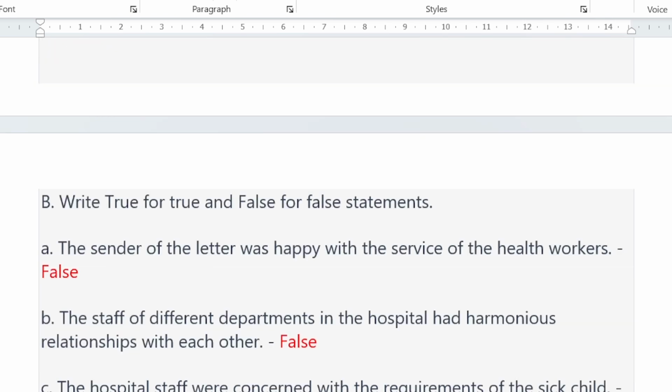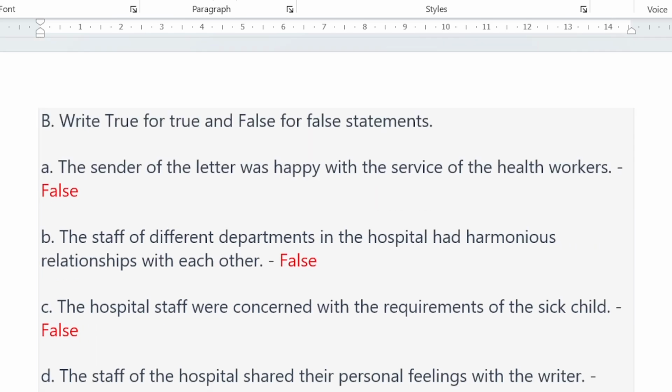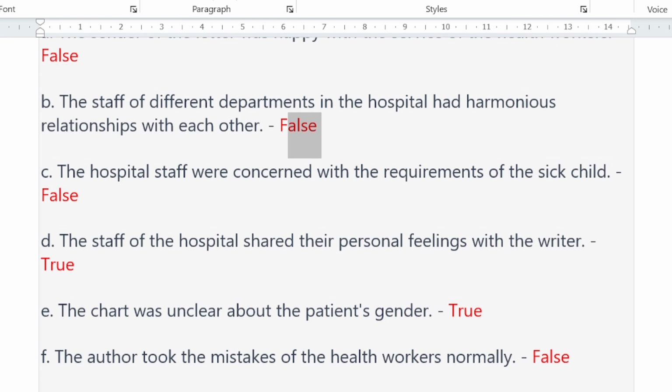Now let's do true and false. The sender of the letter was happy with the service of the health workers, that is false. The staff of different departments in the hospital had a harmonious relationship with each other, that again is false. C number, the hospital staff were concerned with the requirement of the sick child, that is again false. The staff of the hospital shared their personal feelings with the writer, that's true.